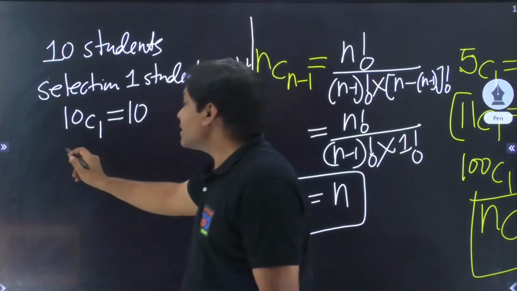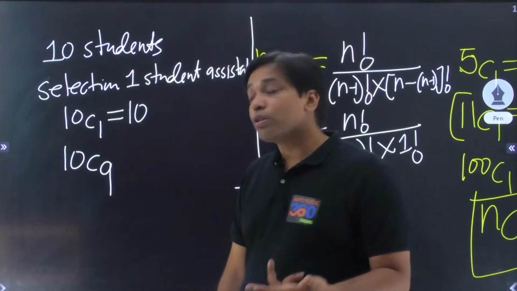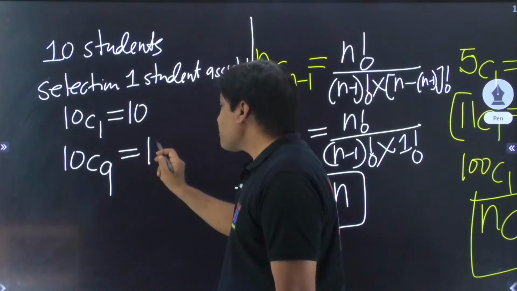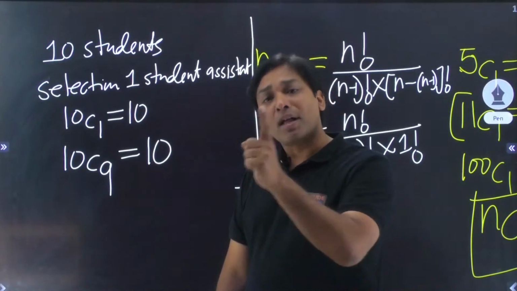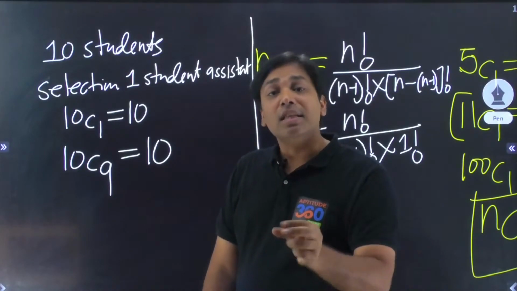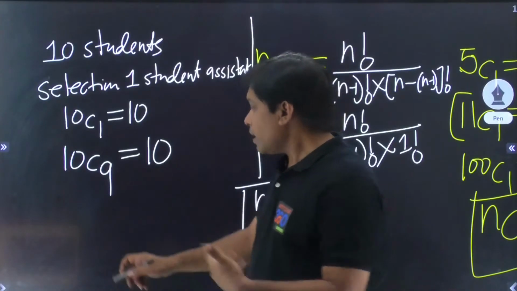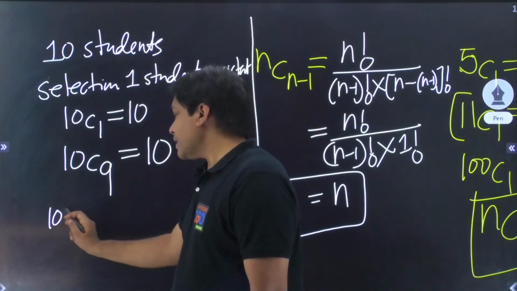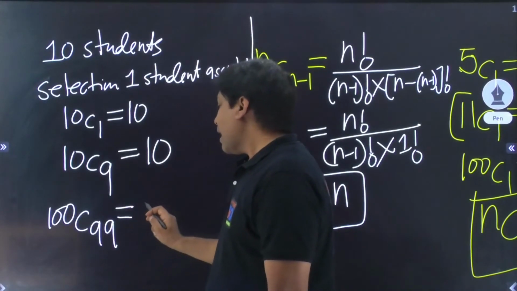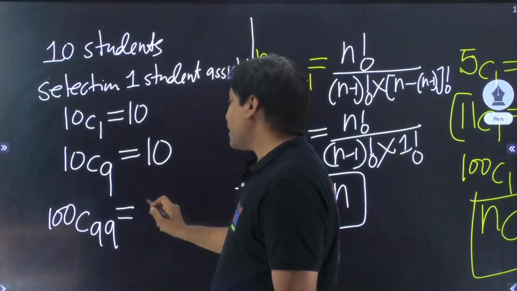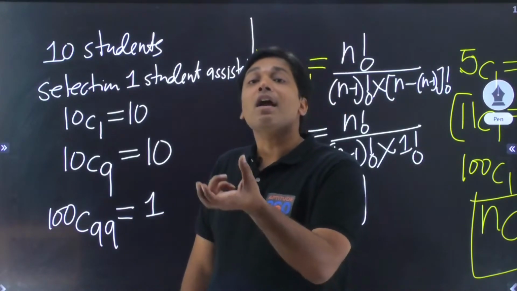So if I say 10C9, this is also nothing but equal to selection of 1 or rejection of 9. So either you select 1, or you select 9 and discard them. Both of them have the same meaning, isn't it? So if I have to simplify and find out 100C99, I will say this is nothing but 1. Why? Because this is also equal to 100C1.